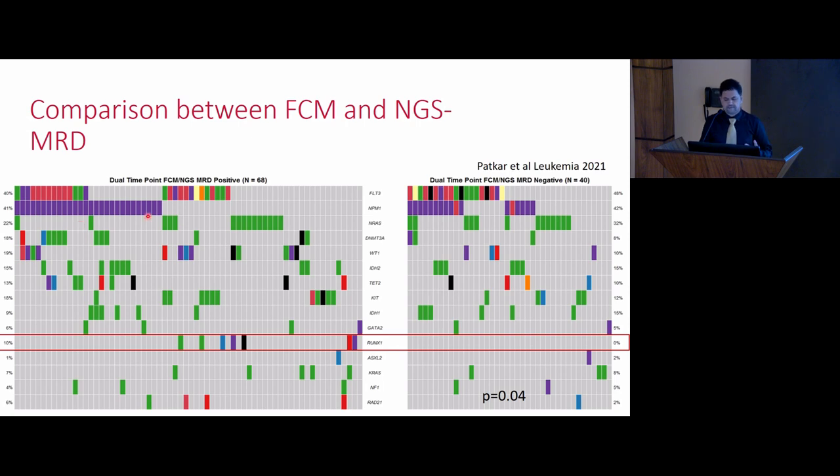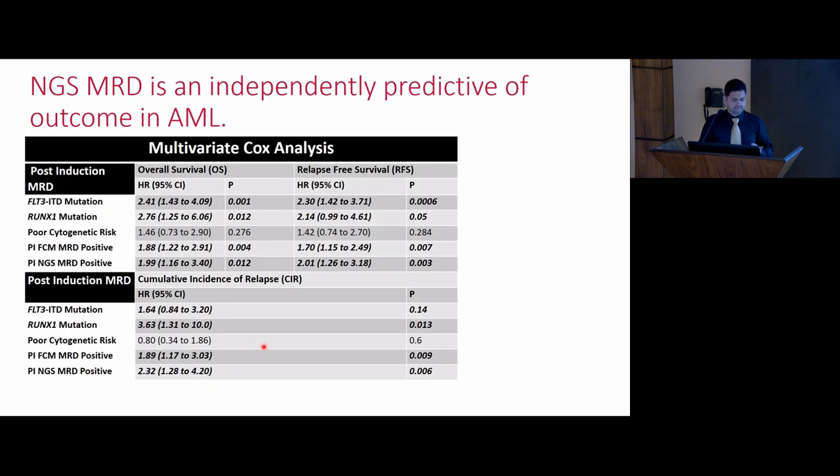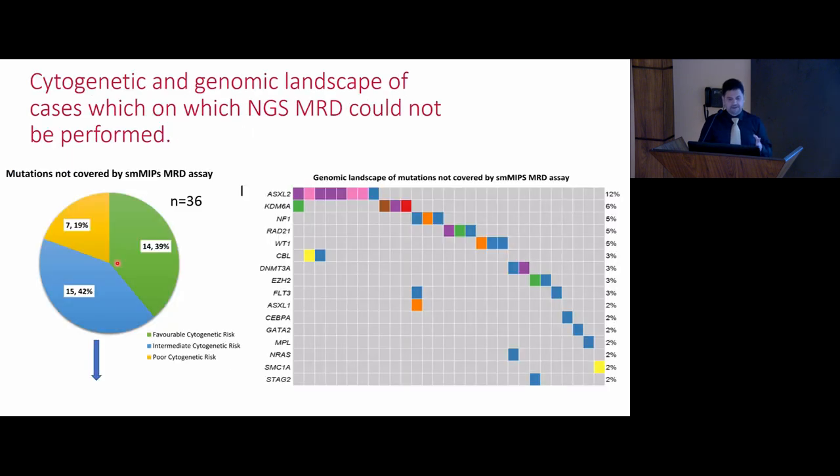So we asked why patients persist. Amongst biology, if patients are RUNX1 positive, they are more likely to be MRD positive. We know RUNX1 is a horrible marker for predicting MRD, and the same thing we see in Cox multivariate analysis. But we also see that both flow and NGS MRD are independent predictors of outcome. There were cases in which we could not do the analysis, most of them including ASXL2 and so on.